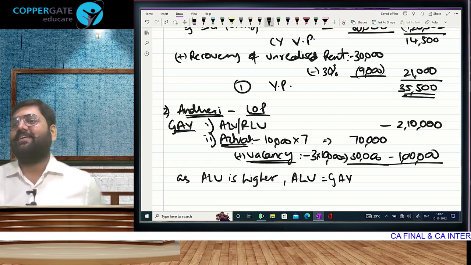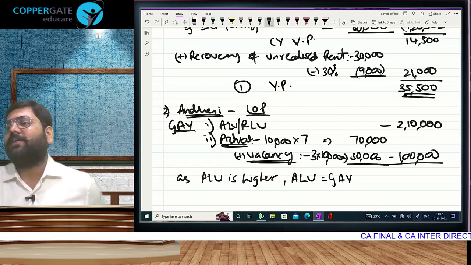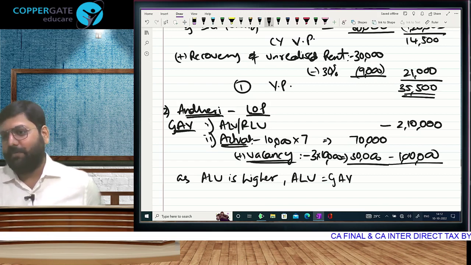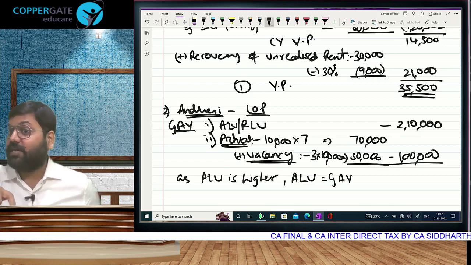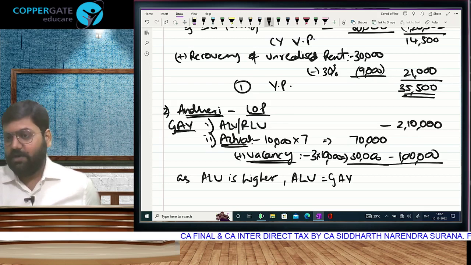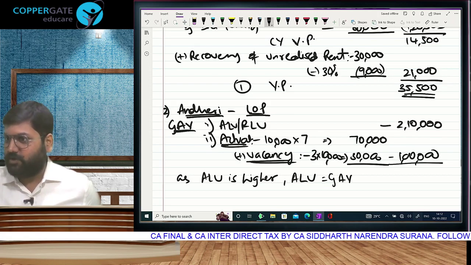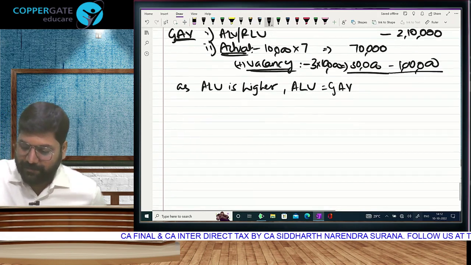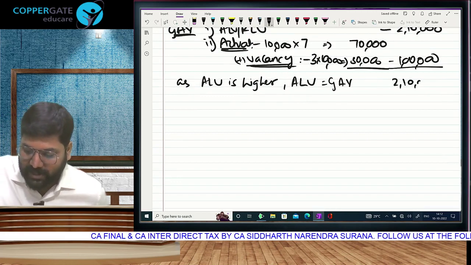Yes, that is 7 months of rent. You have given your property to the tenant only for how much period? Will he pay 12 months of rent? Correct. In the first case, we gave it on rent for the full year, the Vile Parle one. But Andheri, we have given on rent only for 7 months. Understood? Finally understood. Compare which two amounts and choose between which two. ALV will become your GAV, 2,10,000. Next step, you tell me please.